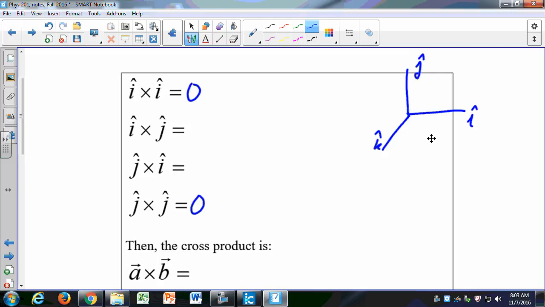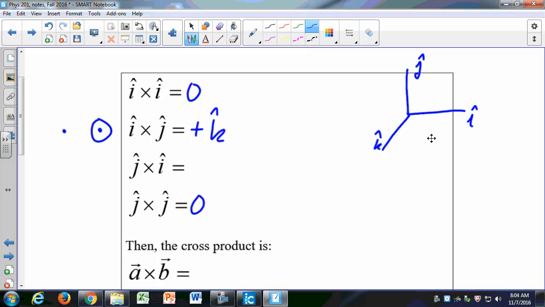Some people say plus, some minus. All right, let's see. So I, J, and then my thumb comes out of the board. Is that plus or minus K out of the board? That is plus K. So I cross J is equal to plus K. And remember how we write the plus K vector as a symbol, or sometimes it's just a dot. What is that supposed to represent? An arrow coming straight at your head. So that's I cross J.